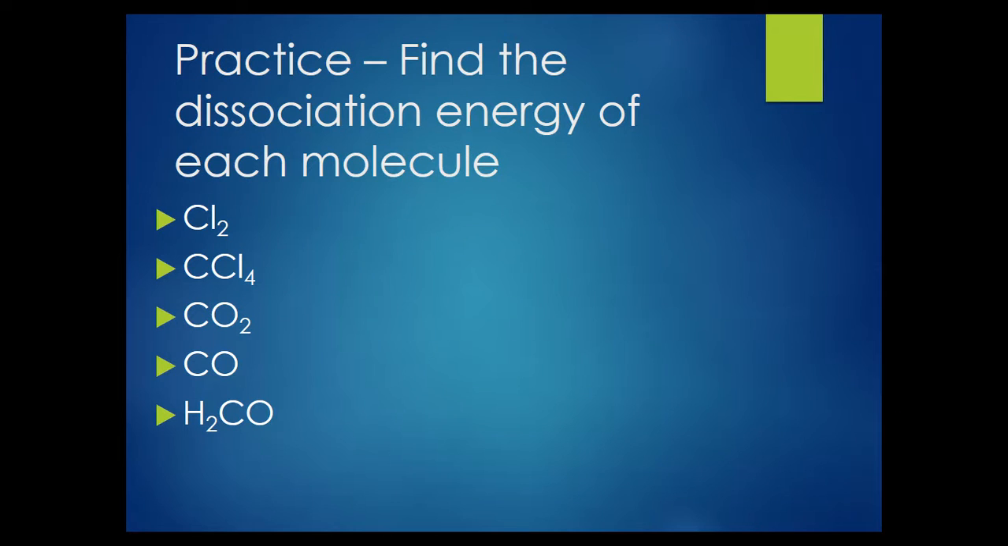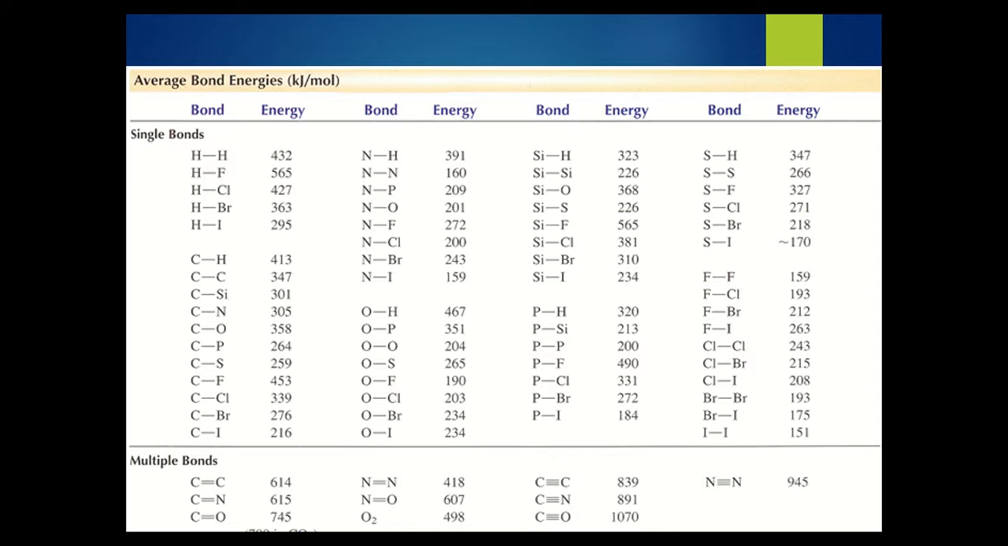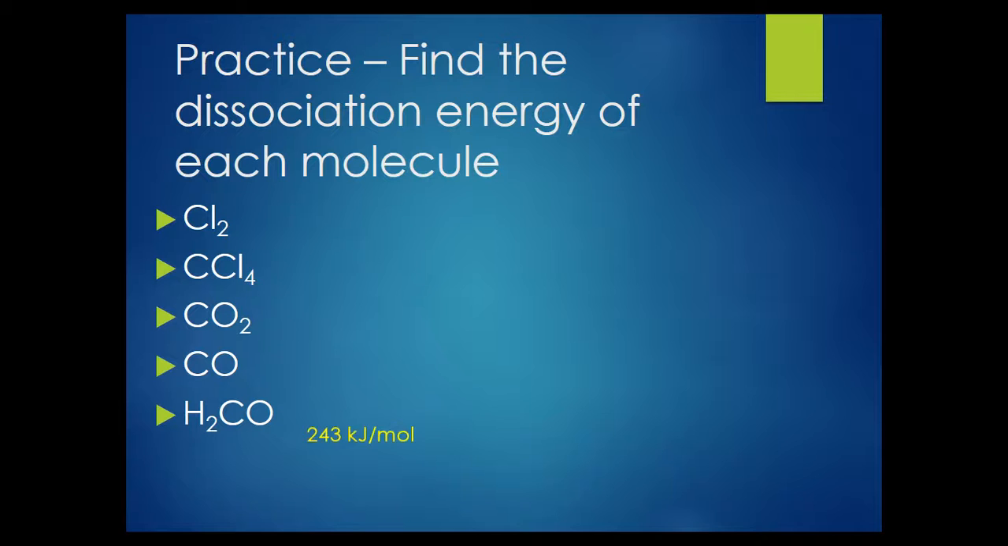All right, so first, let me show you what we're going to do. It's very simple. You have to draw the molecule, and when you draw this molecule, you'll find out that there is a single bond between one chlorine and another chlorine. So there is one bond to break, and that's a single chlorine-chlorine bond, and that is found right here, 243. Okay, so we get 243, and the units are up at the top of the chart, kilojoules per mole.